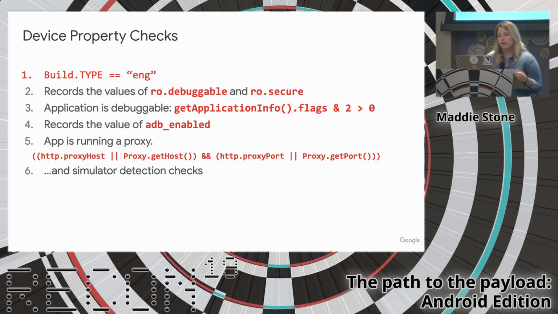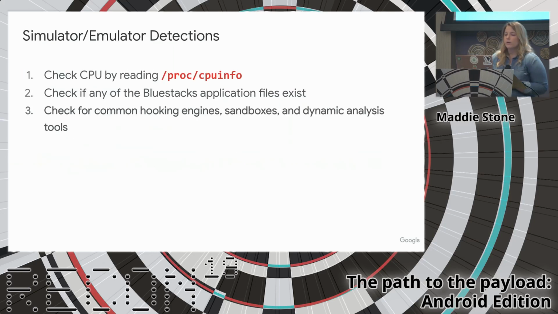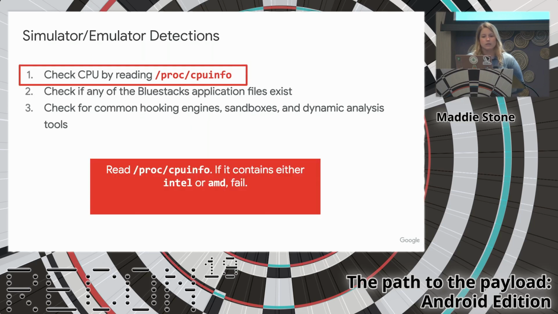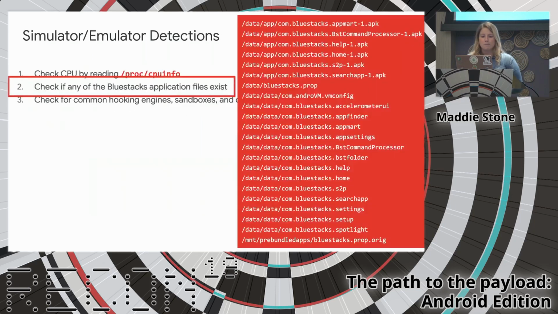And so these are all of the checks they use to get that information. And then they move into the emulator, their word is simulator, within the code checks. These can be grouped into 3 different categories of checks. The first one is, again, they're just checking CPU info, making sure they're not on Intel or AMD.